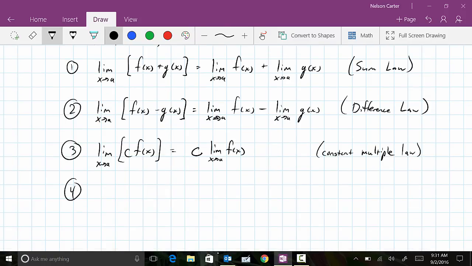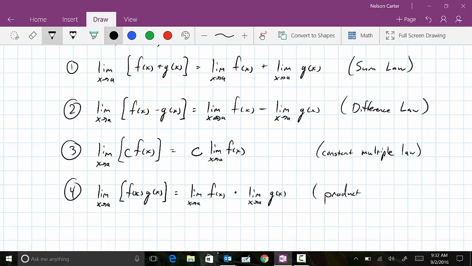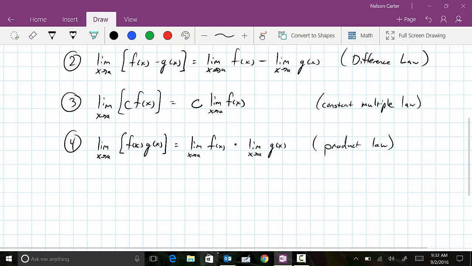The next one says, what is the limit as x approaches a of f of x times g of x? Well, it turns out if you're taking the limit of a product, what you could just do is take the limit of each of those functions individually, and you could multiply them together. So that's called the product law. Without these laws, again, we would not be able to figure out what the limit of a product is.